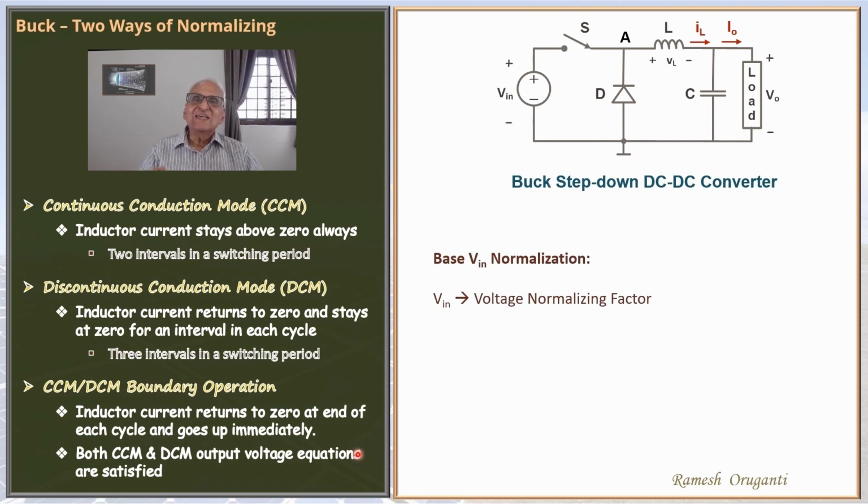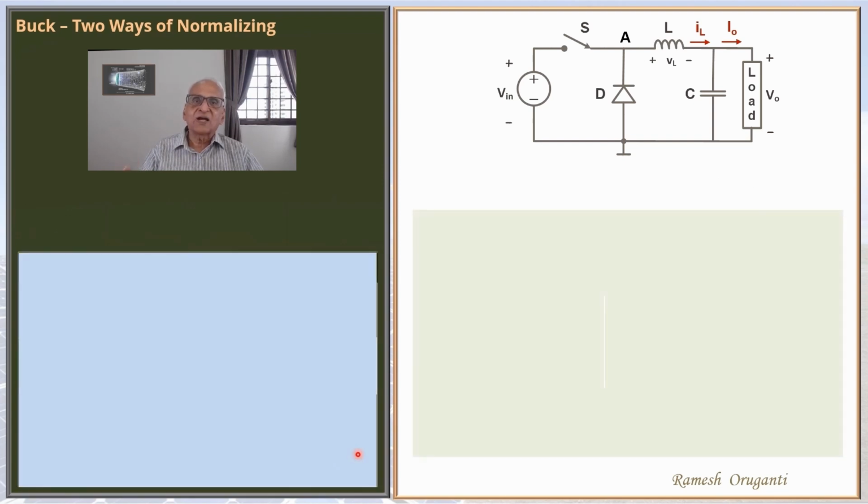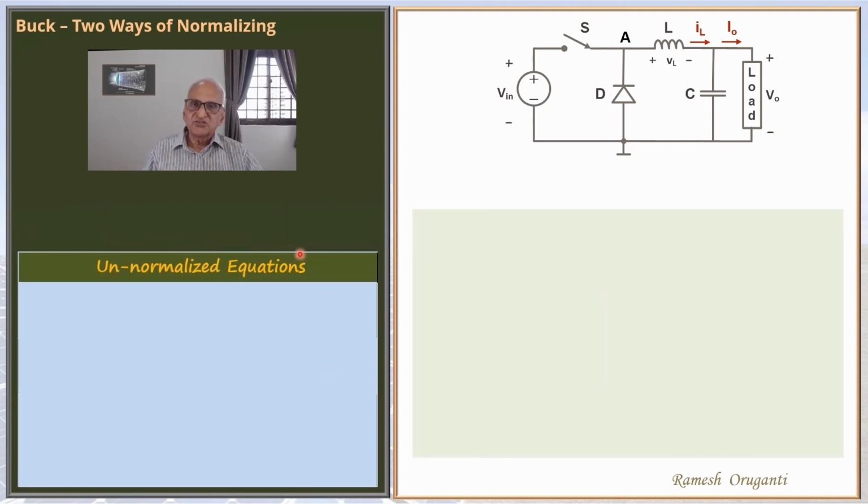Next, we will see the unnormalized equations of the buck converter. Under CCM, output voltage V naught equals duty cycle D times V in, the input DC voltage. Given input voltage, the output voltage depends only on the duty cycle and not on the output current. Let us reduce the output current. As we reduce the output current, the operation will reach boundary current operation at some particular output current.